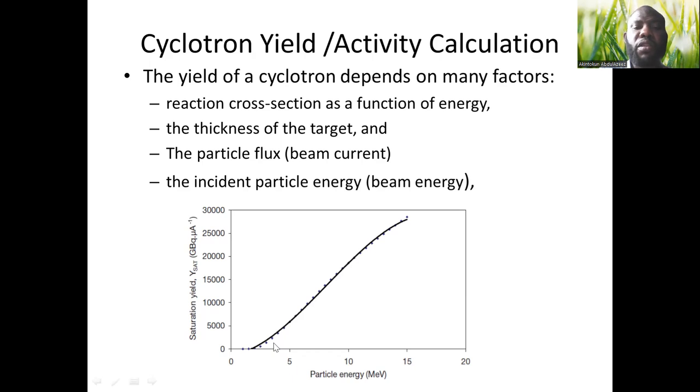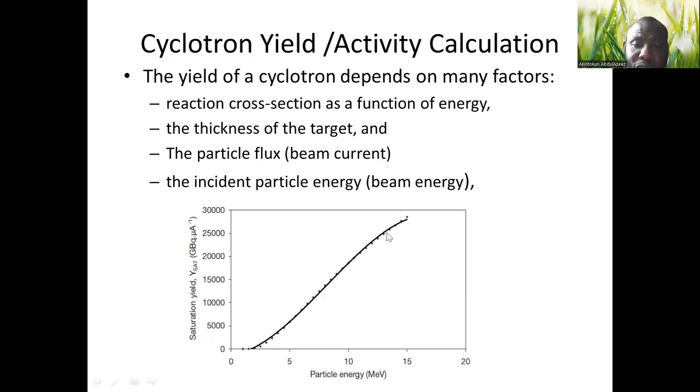The particle flux talks about how many particles are getting to the target material. The more particles we get with high energy getting to the target material, the better the yield of the cyclotron. We have more radionuclide produced, more nuclear interaction, and we have better activity produced. And the incident particle energy, the beam energy, also matters a lot. So in this graph below, we see the saturation yield, and if you look at this curve, when the energy of the particle is increased, then we have an increase in the yield.